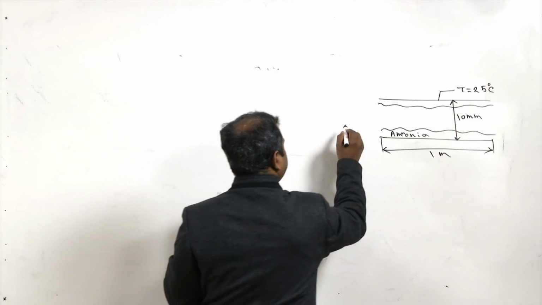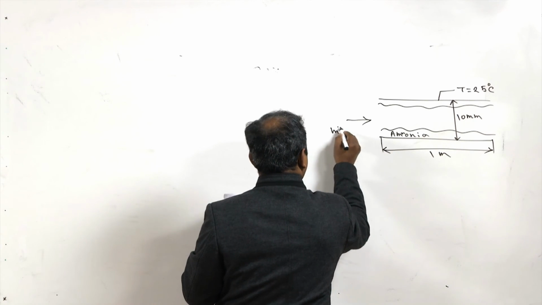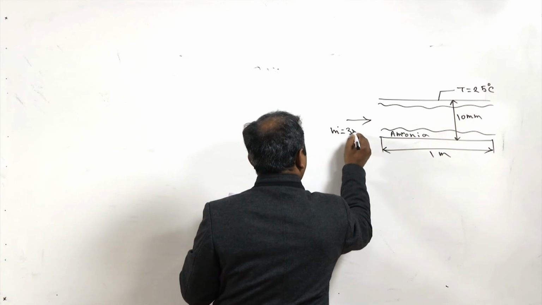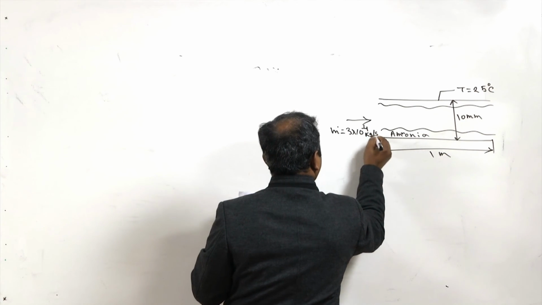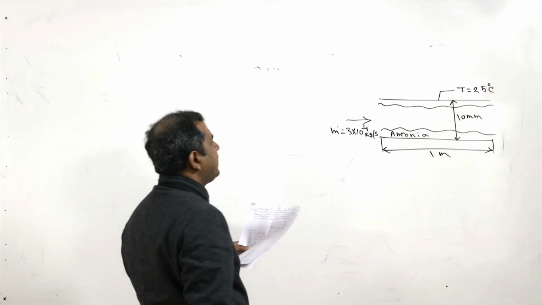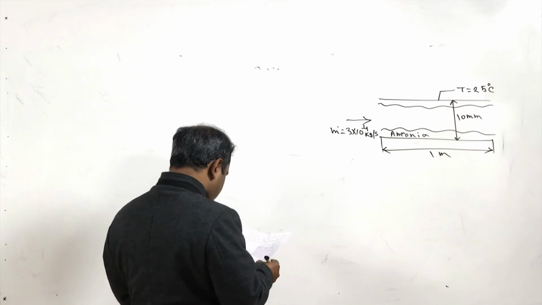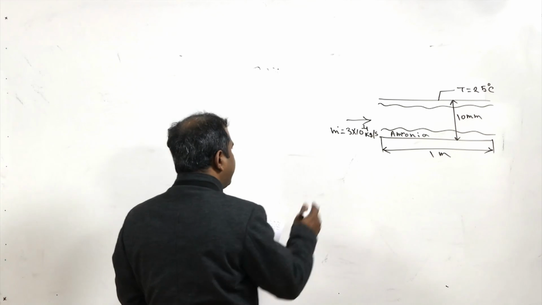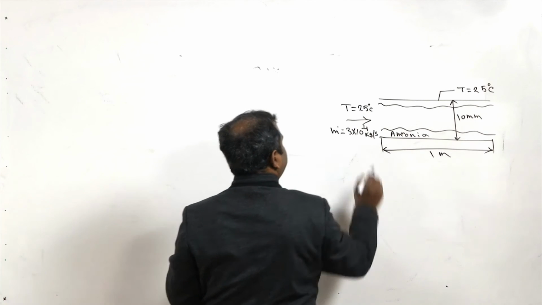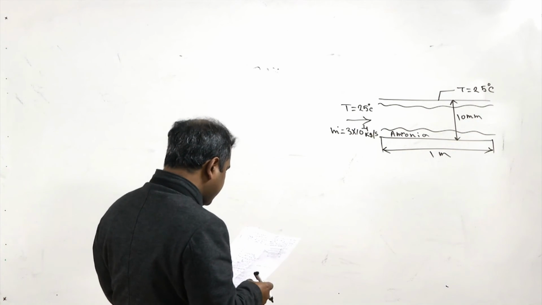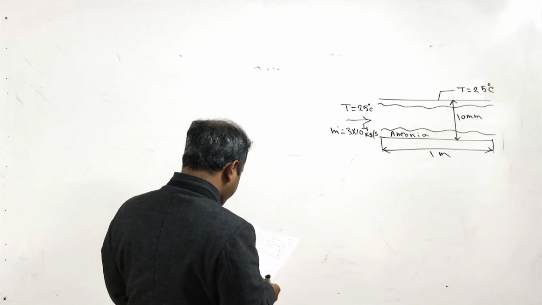And here is some airflow. The airflow is at a flow rate m dot of 3 into 10 to the power minus 4 kg per second, and the inflow temperature is 25 degrees centigrade. We have to find out the mass transfer coefficient Hm.